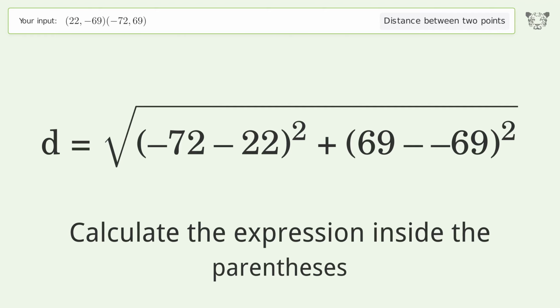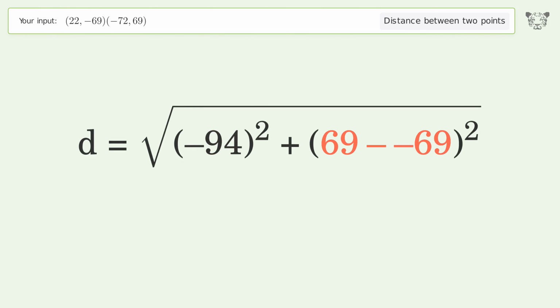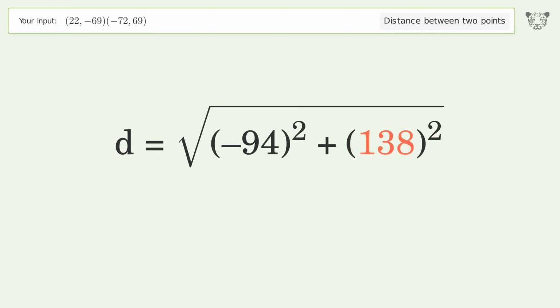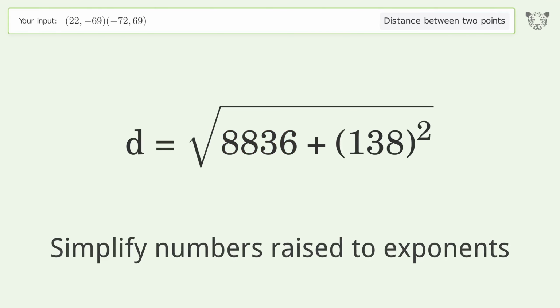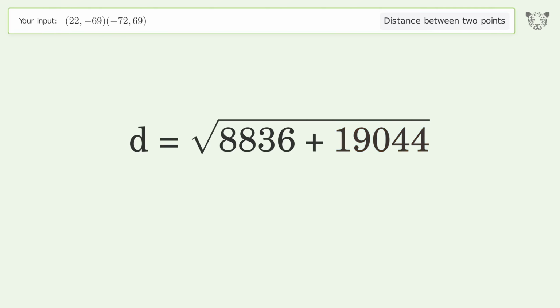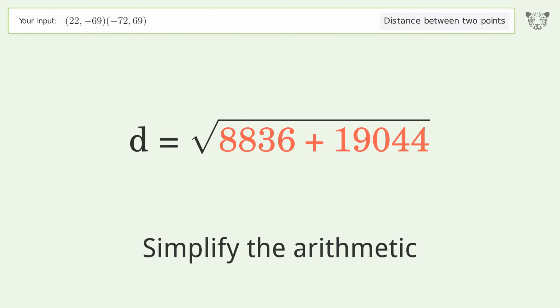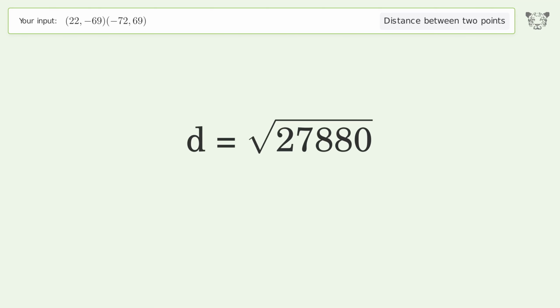Calculate the expression inside the parentheses. Simplify numbers raised to exponents. Simplify the arithmetic. And so the distance between the 2 points is the square root of 27,880, or 166.973.